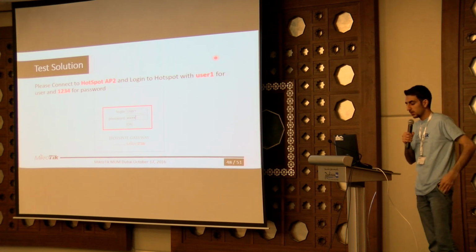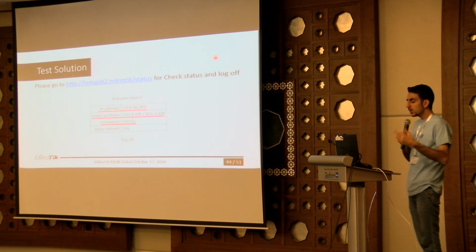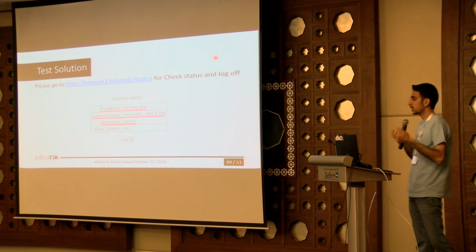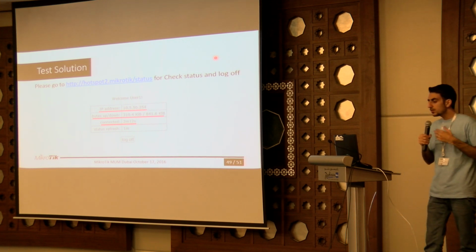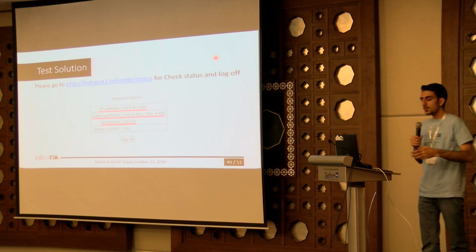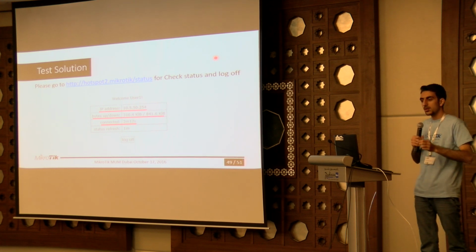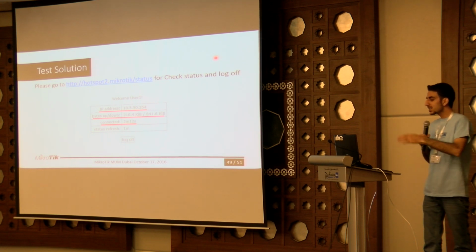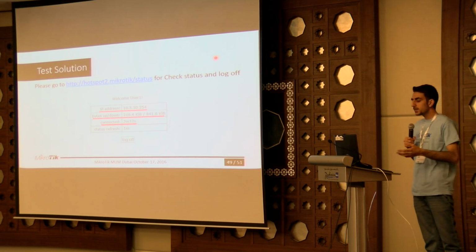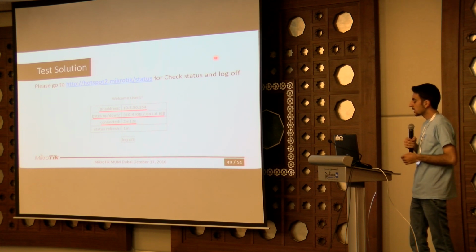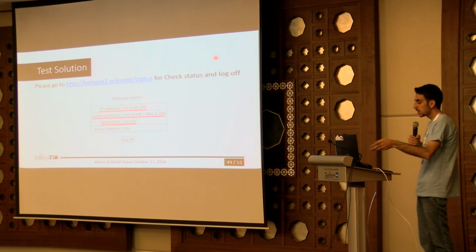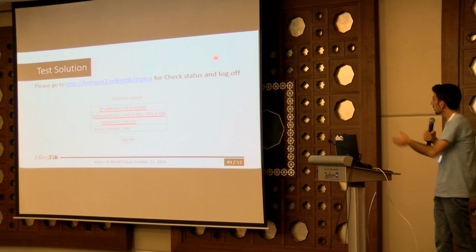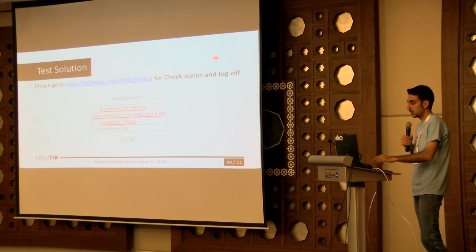Okay, thank you. After that, if you want to see your IP address or other information or log off from Hotspot, you can go to this URL, hotspot2.mikrotik, or your hotspot DNS name, /status. After going to this URL, you can see this page and your information, and you can log off by clicking on the log off button.